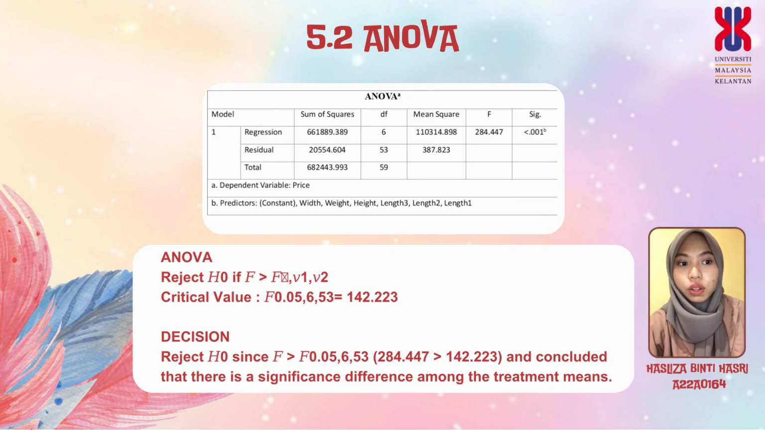Next, we move on to hypothesis testing. We found that the critical value in the ANOVA table is 142.223. So, we can conclude that 284.447 is more than 142.223, meaning there is a significant difference among the treatment means.